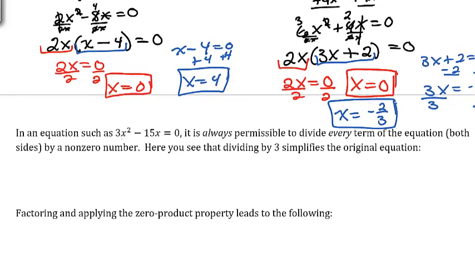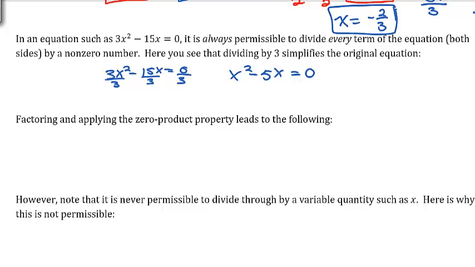In an equation such as 3x squared minus 15x equals 0, it's always permissible to divide every term in the equation or both sides by some non-zero number. Here you see that dividing by 3 simplifies the original equation. So if we were to take all of these and divide everything by 3, then we would get x squared minus 5x equals 0. And so it just gives us, excuse me, smaller numbers.